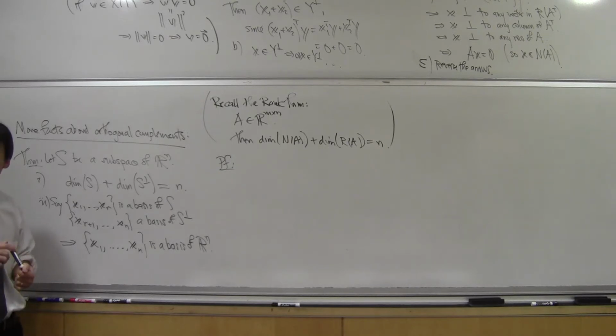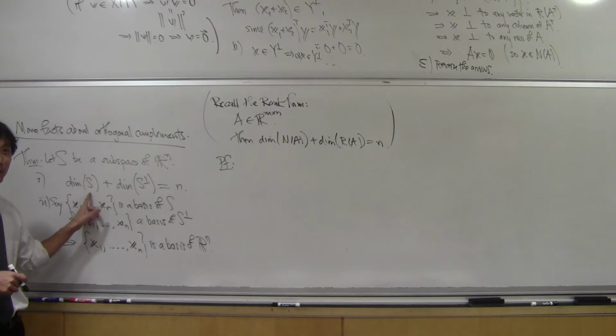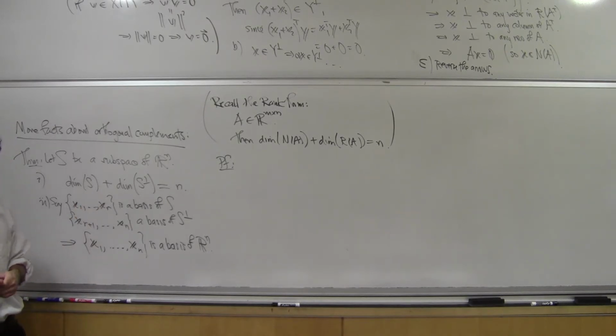Identity matrix? Not the identity matrix. Basis of Rn? All of Rn? Any basis of Rn? Wait, we want to say something about S. Let's take a basis of S. Take a basis of S.